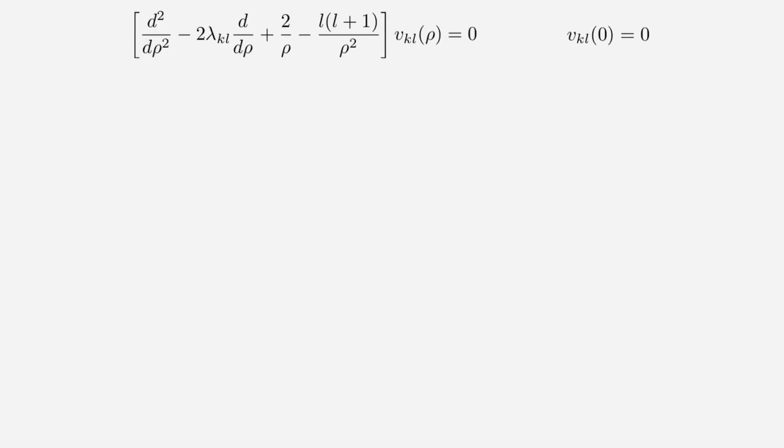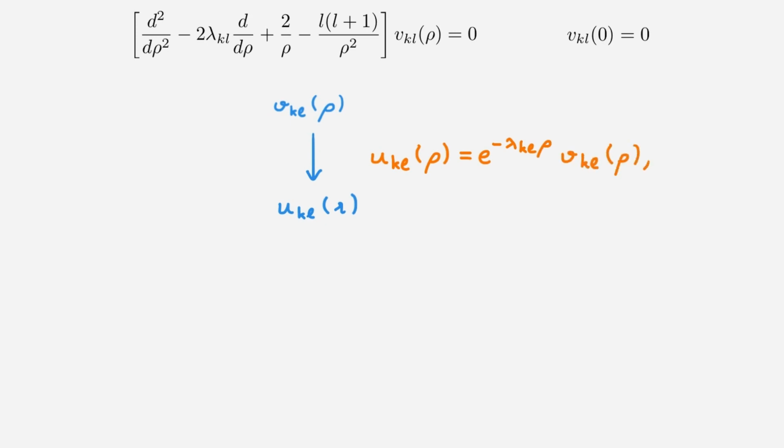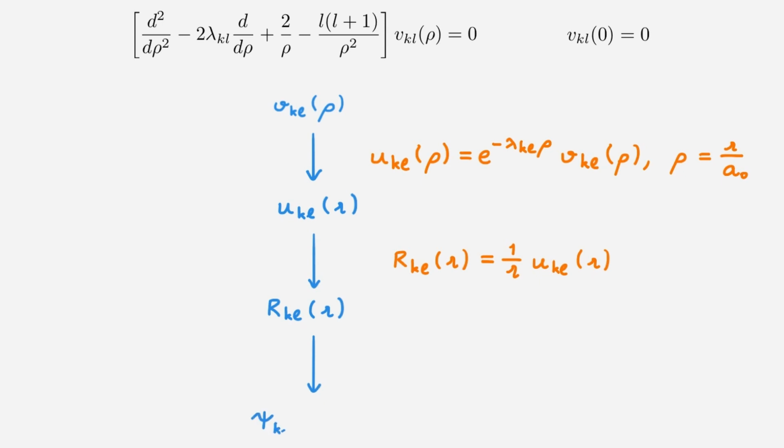Before we launch into the final push for the solution, let's recap where we're at. Solving this equation, we'll find the function v that depends on rho. Once we've got v, we will be able to build u using this relation between the two. And also going back from rho to r using this relation. And once we've got u, we'll be able to calculate the radial function R using this relation between the two. Finally, once we've got the radial function, we will be able to construct the full eigenfunction psi using the standard separation in terms of radial and angular parts.